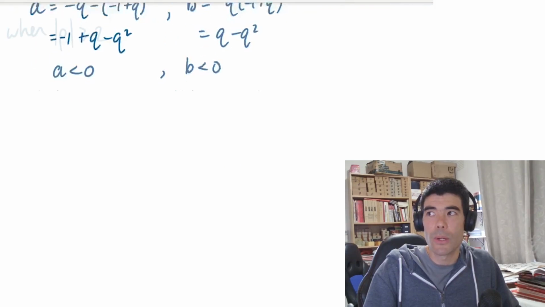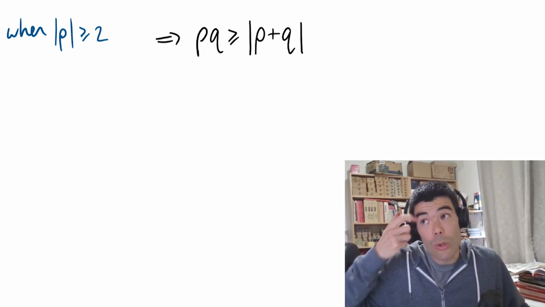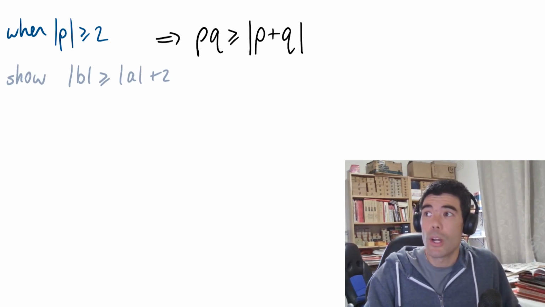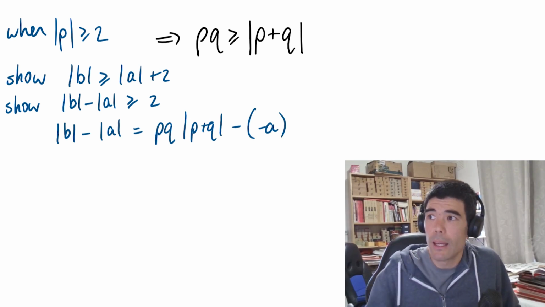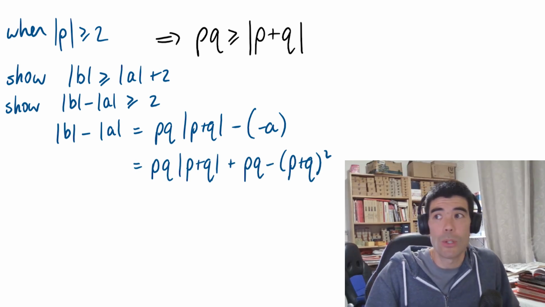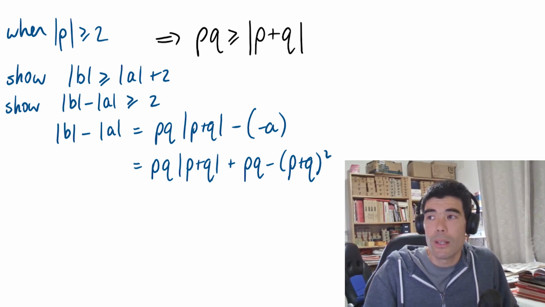And a second case is going to occur whenever the size of P is 2 or greater. The key for this part is that whenever P is 2 or greater, P times Q is actually greater than or equal to P plus Q. We're going to show that the size of B is always at least 2 more than the size of A. In other words, we want to show that when we subtract size of B minus size of A, we always get something that is 2 or larger. So subbing our expressions in for B and A, we'll get PQ times the absolute value of P plus Q plus PQ minus P plus Q all squared. And then because PQ is greater than or equal to P plus Q, this simplifies down nicely.